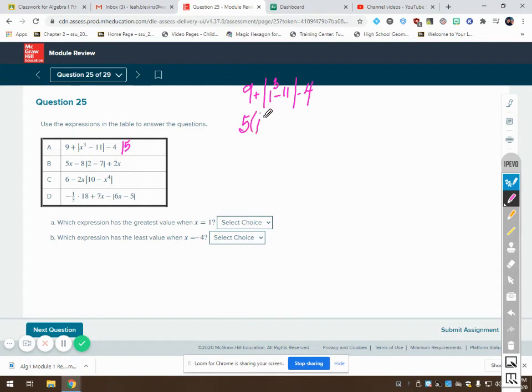5 times a 1 minus 8 times the absolute value of 2 minus 7, which is negative 5, plus 2 times 1. So they told me x equals 1. So 5, and then minus 8 times the absolute value of negative 5, which is a positive 5, so 8 times 5 is 40, plus 2, that gives me negative 35. Negative 35 plus 2 is negative 33. Is that correct?